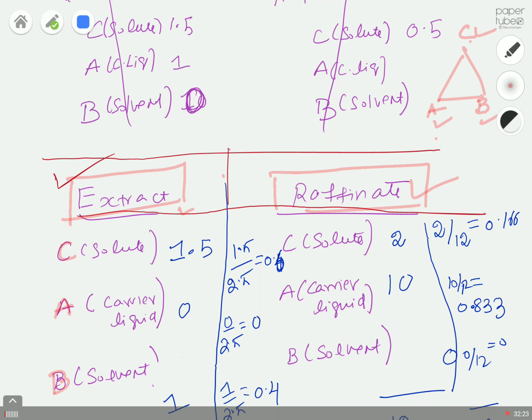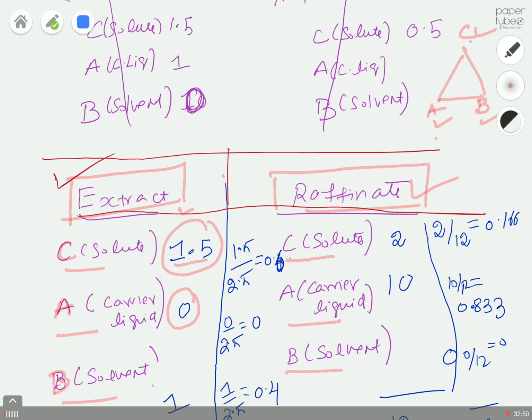So C is for your solute, A is for your carrier liquid, B is for your solvent, yeah? And then you also have a solute in the raffinate side, carrier liquid in the raffinate side, and the solvent in the raffinate side. So from the experiment we know 1.5 kg of your solute moved to the extract side, and then your carrier liquid is 0.